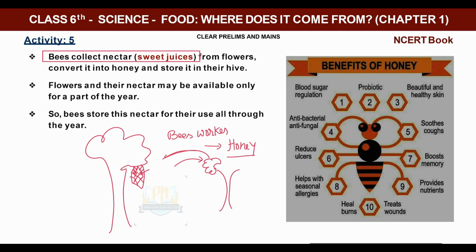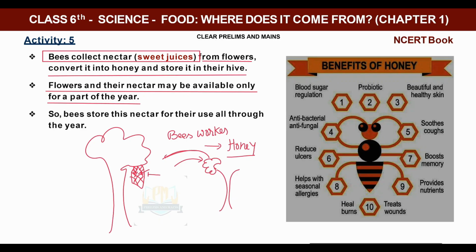So the bees collect nectar, that is the sweet juices from the flowers, convert it into honey and store it in their hive. Here it is, the hives. Flowers and their nectar may be available only for a part of the year.